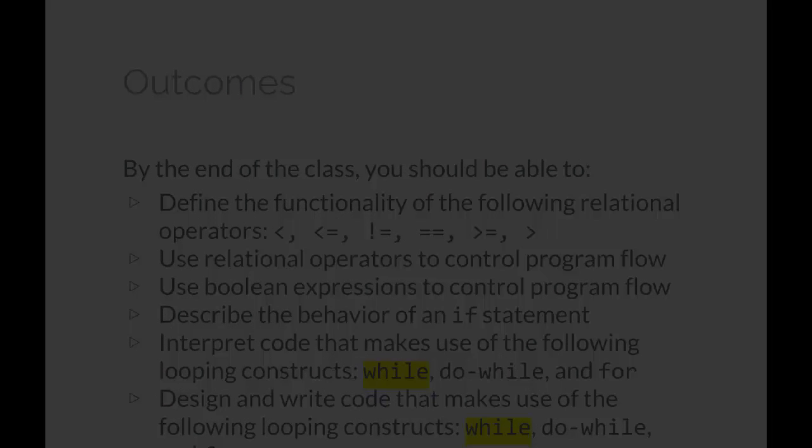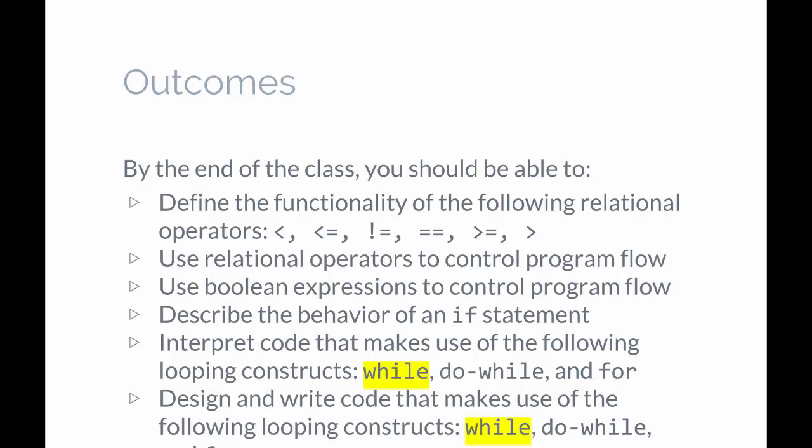We're also going to come up with some relational operators, and just real quickly, because I'm not going to spend much time on this stuff. Less than or equal to, not equals, equals, equality. Remember that the single equal sign in Java is assignment. Greater than or equal to, greater than. Pretty straightforward stuff.